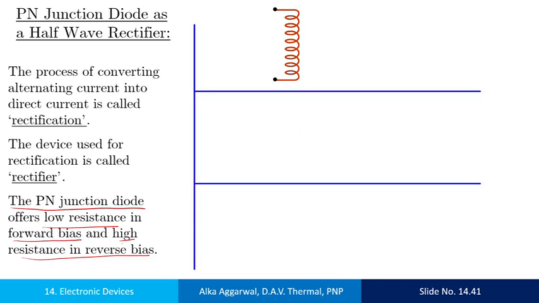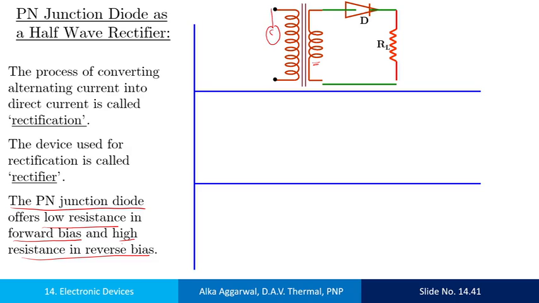Now the rectifier consists of a transformer. It is the primary of the transformer. This one is a secondary of the transformer. Secondary is connected with the diode and the resistance. This transformer is a step-down transformer as the number of turns in the secondary is smaller than the number of turns in the primary. The primary is connected with the AC, which has to be rectified.